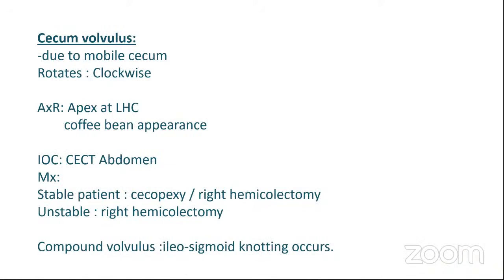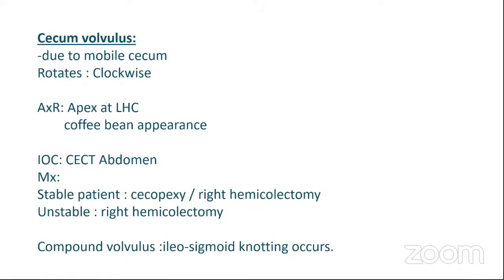In management, if a stable patient is there, then directly go for laparotomy and we do a right hemicolectomy. In case of compound volvulus, ileosigmoid knotting will occur. In that case, we have to remove it, with anastomosis or stoma.